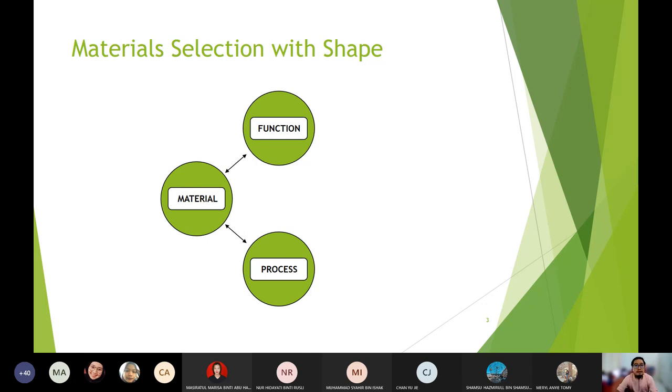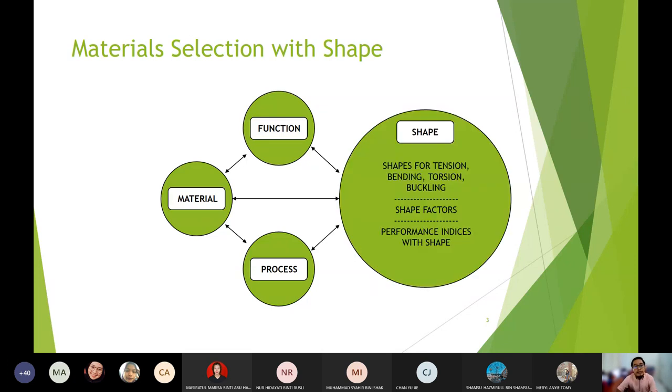Coming back. A material has to perform a function, and in order to do that, the material needs to go through a process to come to a product. This is the basic: we define the material's function, undergo the process, and finally get to a product. And that product actually has shape. It's not just any general product.